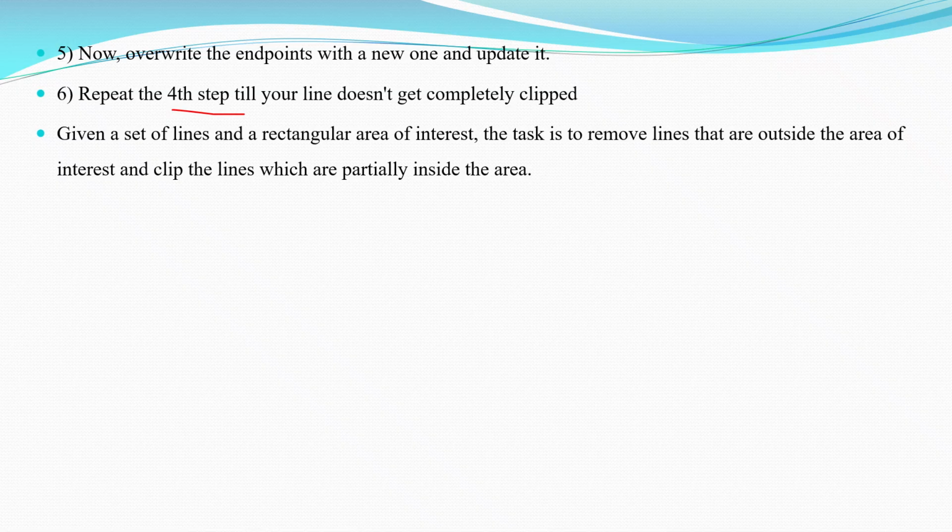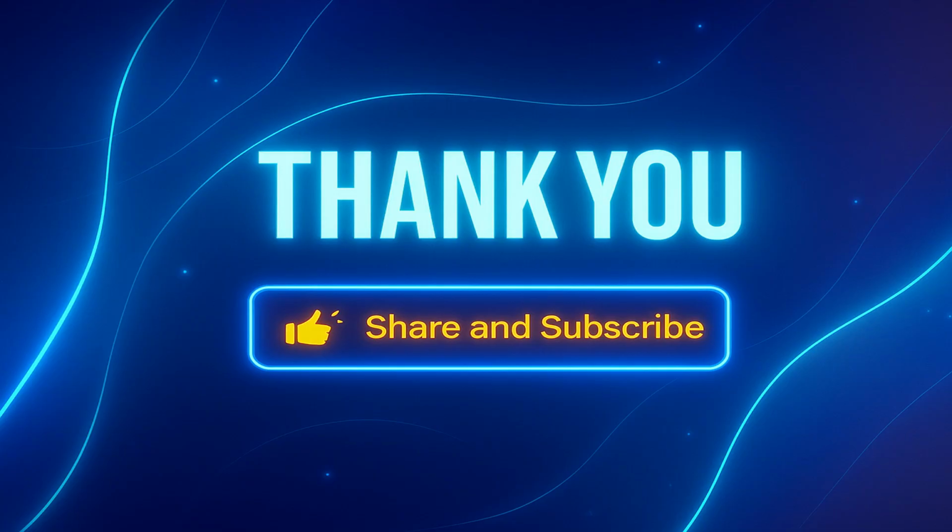Okay, given a set of lines and a rectangular area of intersection, the task is to remove lines that are outside of the area and clip the lines which are partially inside the area. So this is the Cohen Sutherland line clipping algorithm.